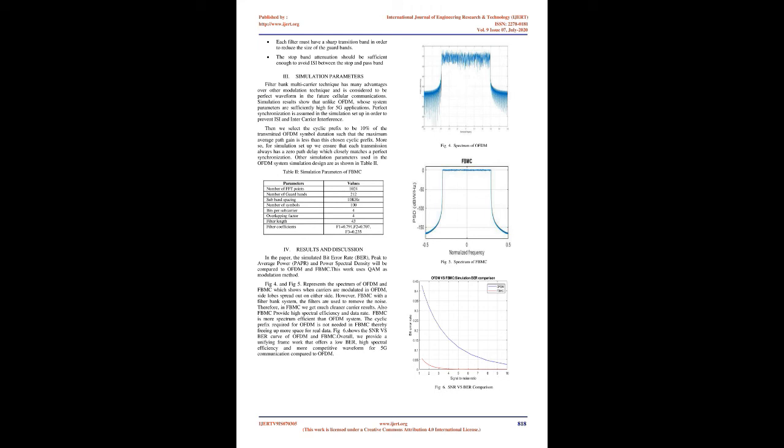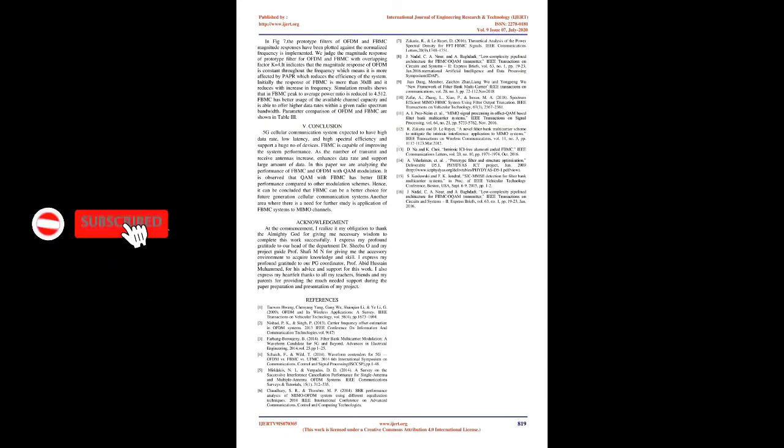Then we select the cyclic prefix to be 10% of the transmitted OFDM symbol duration, such that the maximum average path delay is less than this chosen cyclic prefix. Moreover, for the simulation setup we ensure that each transmission always has a zero path delay, which closely matches perfect synchronization. Other simulation parameters used in the OFDM system simulation design are as shown in Table 2.